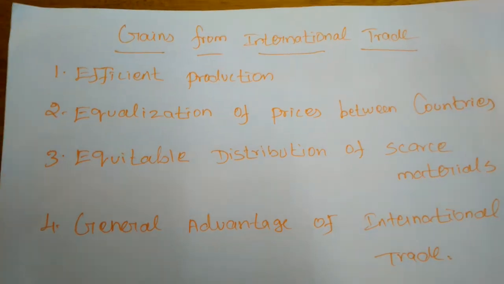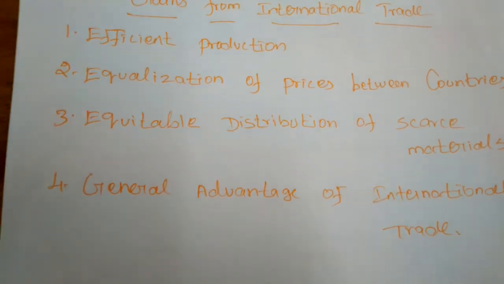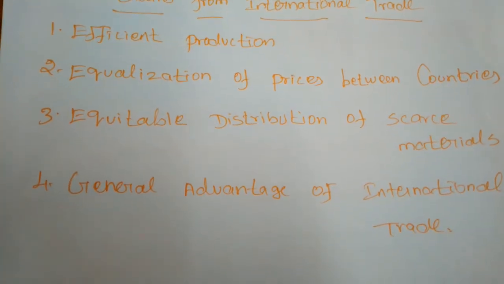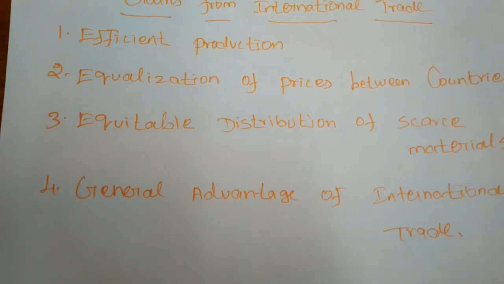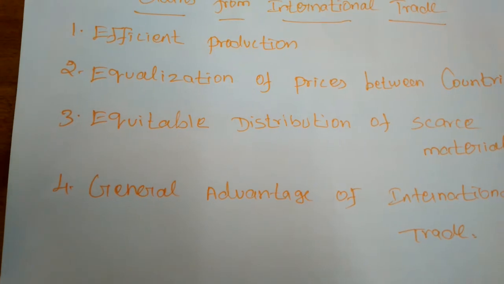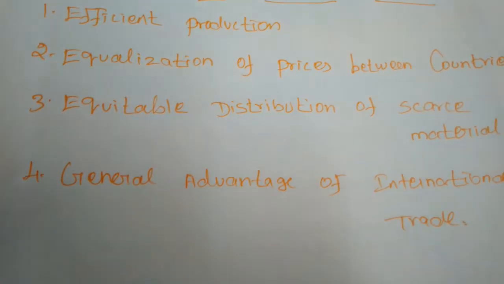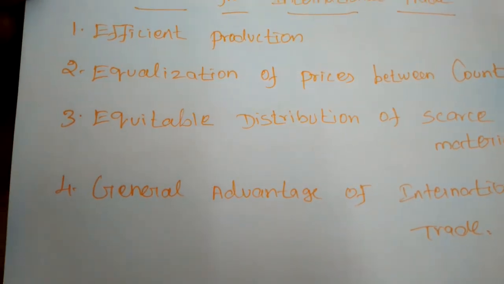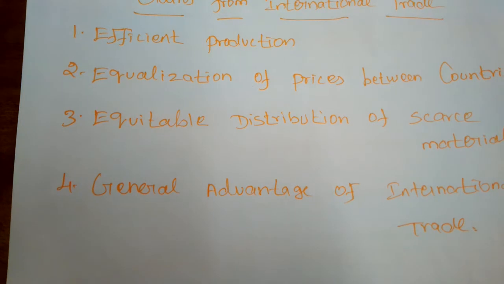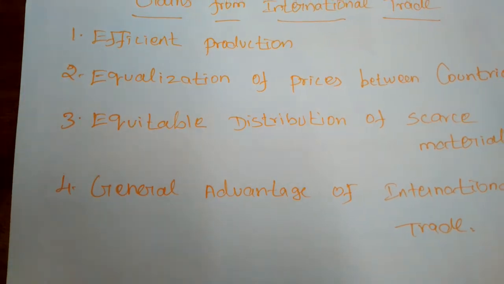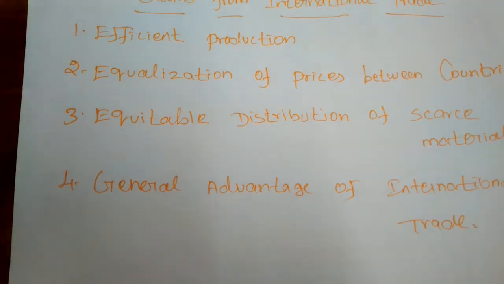So when we are involved in international trade, all the countries become efficient in their production, and better utilization of resources will arise. Better utilization of resources means every nation wants to improve the size of its exports. So if they want to export more products, the nations must utilize resources in an optimum way.